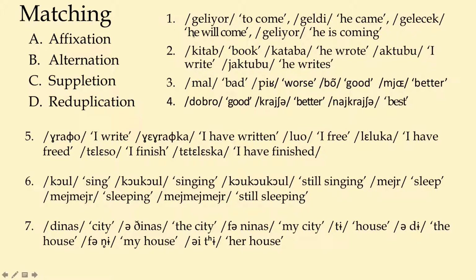So basically in this data set, what we'll do in class is to look at these and to decide for each of these sets of data, is this an illustration of affixation as a phonological or morphological process, alternation as a morphological process, suppletion as a morphological process, or reduplication as a morphological process?